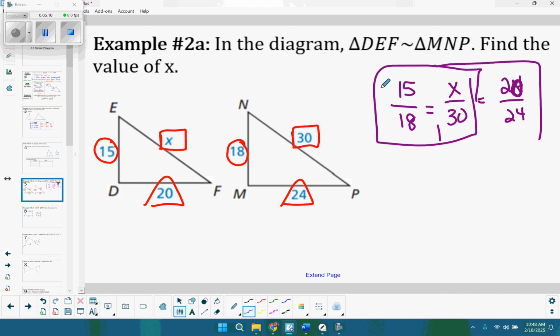So let's solve the one that I started with here. Cross multiplying, 18 times x would be 18x. Cross multiplying here, 15 times 30 would be 450. Now if I divide both sides by 18, we get x is 25.